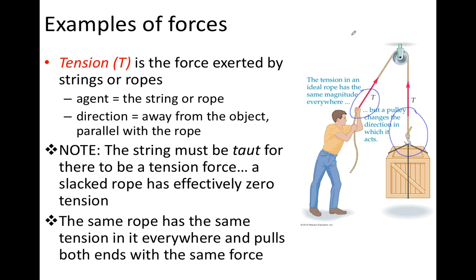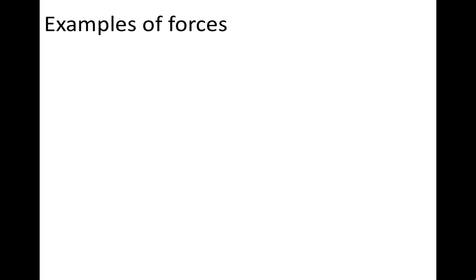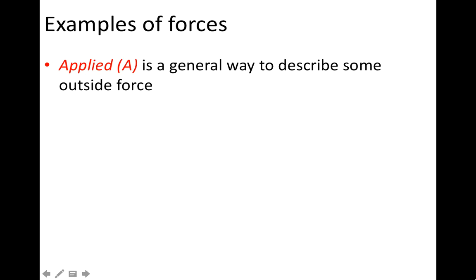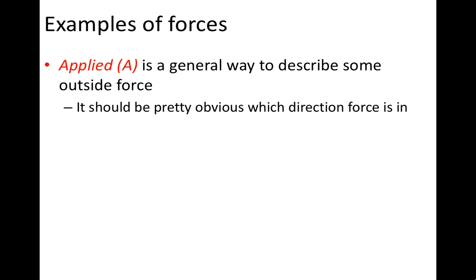And a lot of times with tension problems, you're going to see what's called a pulley. A pulley can change the direction of the tension force by changing the orientation of the rope. All right, the next force that we need to concern ourselves with is an applied force. And this is just a general way to describe some outside force acting on an object. So it's going to be pretty obvious which direction the force is because the applied force is going to be described in the problem. So an example of this is like a person pushing on an object. That person would exert an applied force to the object.